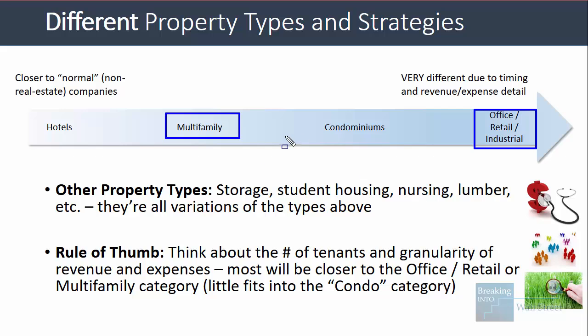So think about the number of tenants and the granularity of the revenue and expenses. Something like student housing, for example, is basically just a multifamily property because students stay there for about a year in most cases. You have so many students staying there that it's not worth tracking individuals. And so it falls far more closely into the multifamily category.